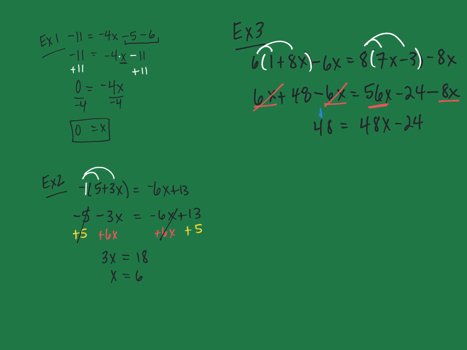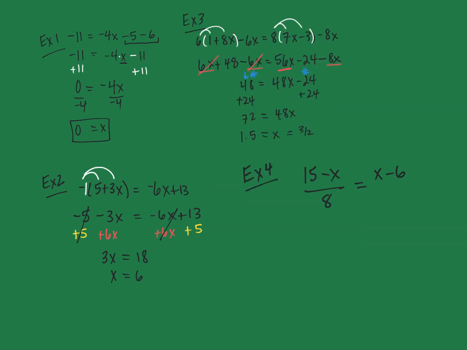Now when I'm solving this equation, I'm looking for who is all by themselves. So this guy over here is a number. So I want to move its friend, the other number, over here to be with it. So I'm going to add 24 to both sides. When I add 24, I end up with 72 is equal to 48x. And then I need to divide by 48 on both sides. When I divide by 48, I end up with 1.5 is equal to x. That's a legit number. I could also make that 3/2 if it needed to be in a fraction.